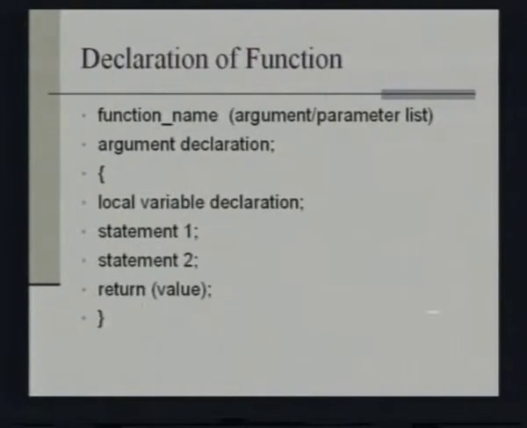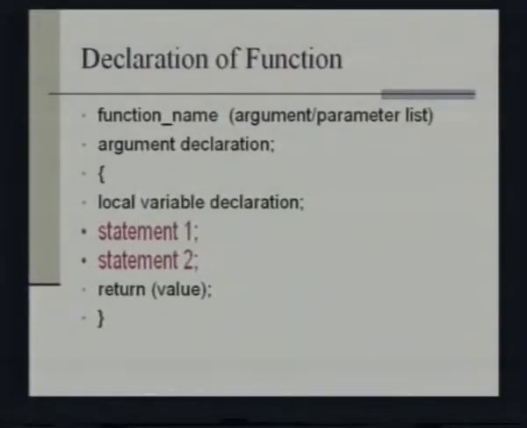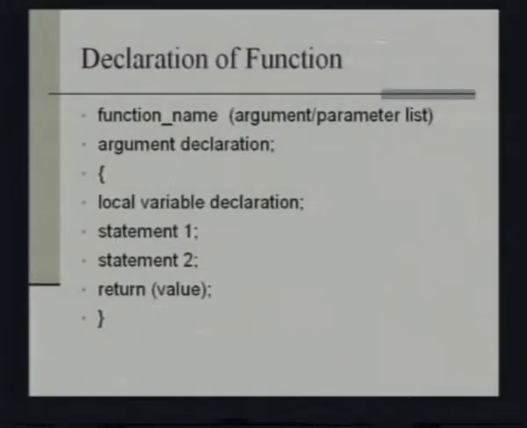You have the opening brace. You have the local variable declaration. We will be seeing in detail what are local and global variables. You have the set of statements and you have a return value. Return value is nothing but, a function may or may not return a value. So based on whether it returns a value or not, you give this return statement. Now each of these parts of the function we will be studying in detail.